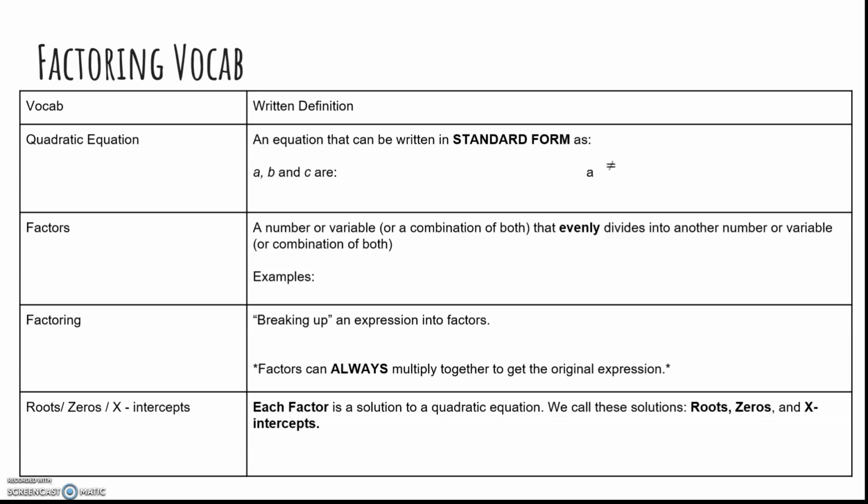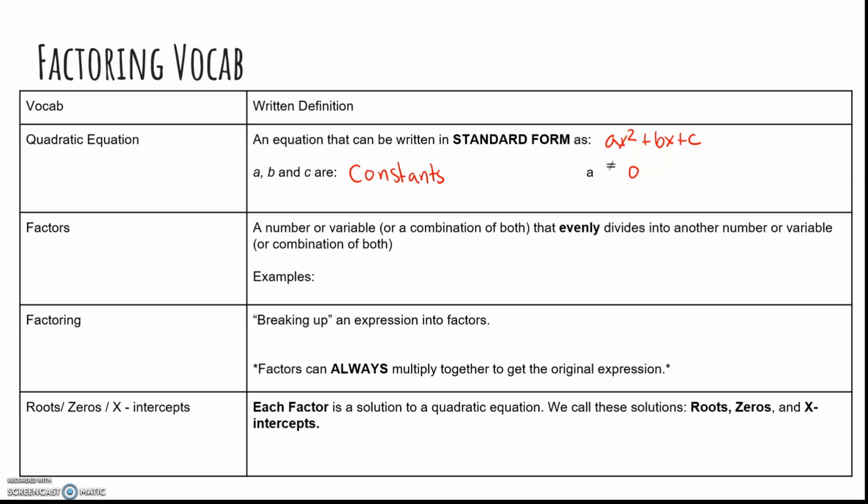We have our vocab to start off. What we are going to be looking at today are factors of quadratic equations. And a quadratic equation is an equation that can be written in standard form as ax squared plus bx plus c, where a, b, and c are constants. And a cannot equal 0.